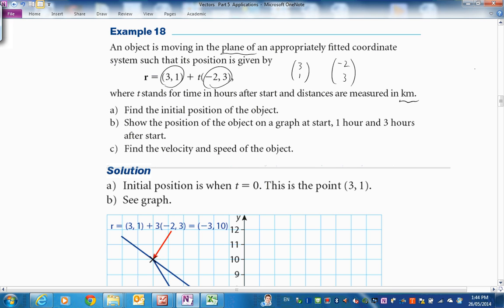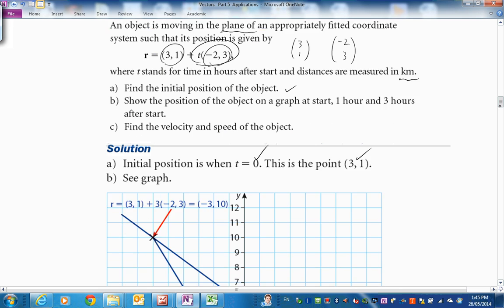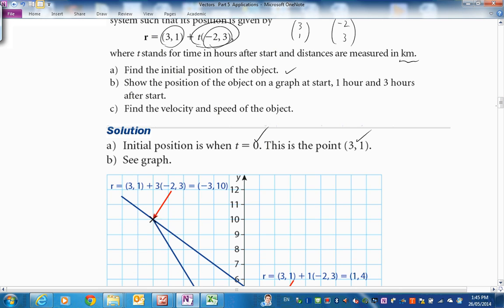Okay, very good. Find the initial position when t is 0. Down here, the point is 3, 1, because you haven't moved anywhere with that velocity vector yet. Show the position of the object on a graph at start, 1 hour and 3 hours.